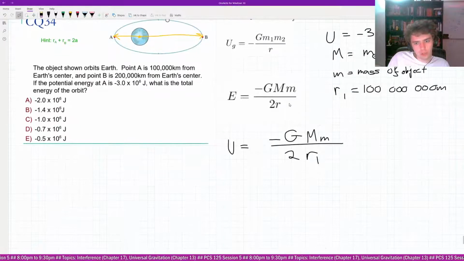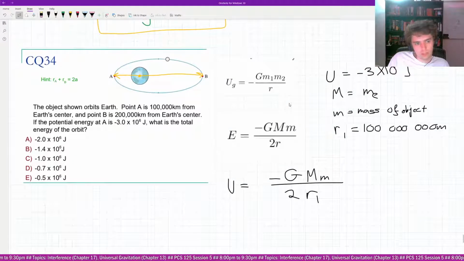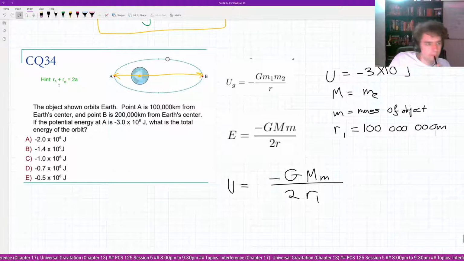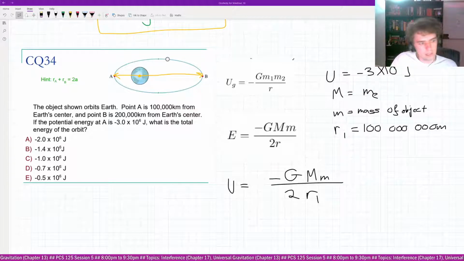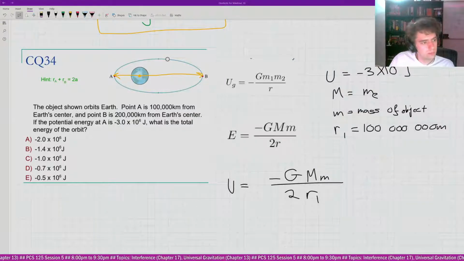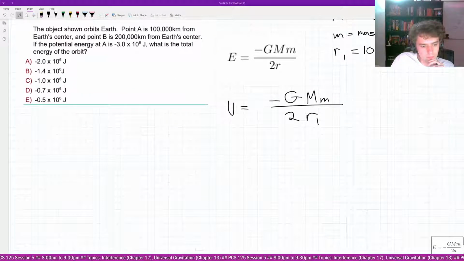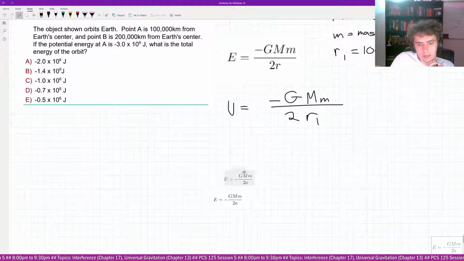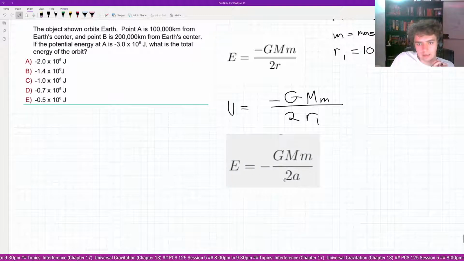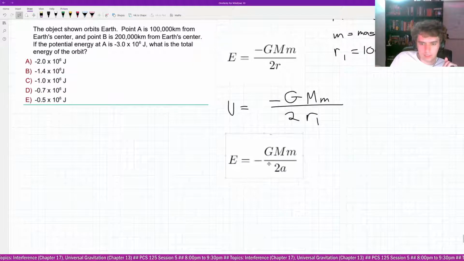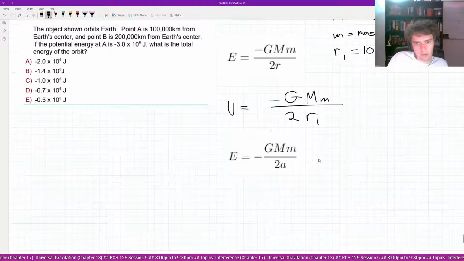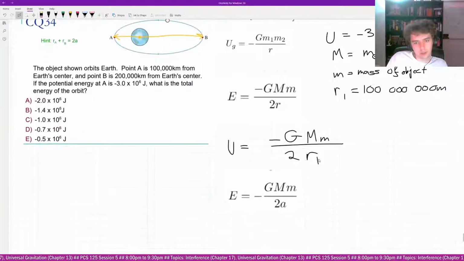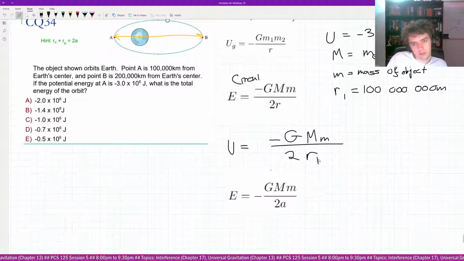We're looking for the total energy. What is the total energy of the orbit? Well, can't you use the U formula to find the mass of the object, and then use the E formula to find the total energy? Yeah, I think you're onto something there. We actually have to use this formula because it's not a circular orbit. This is for circular. This is for elliptical.